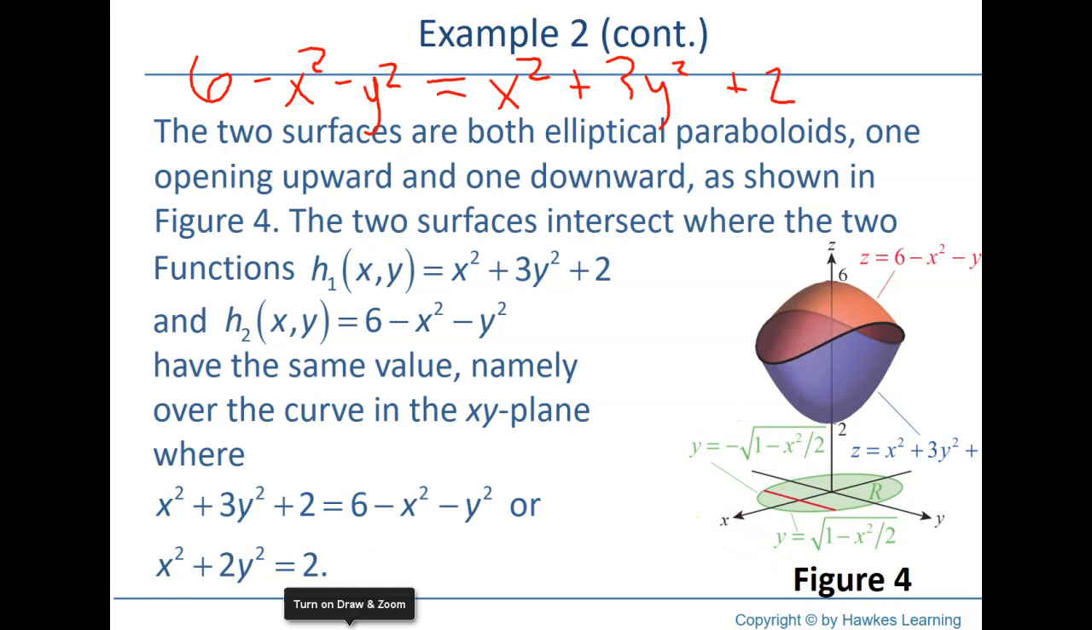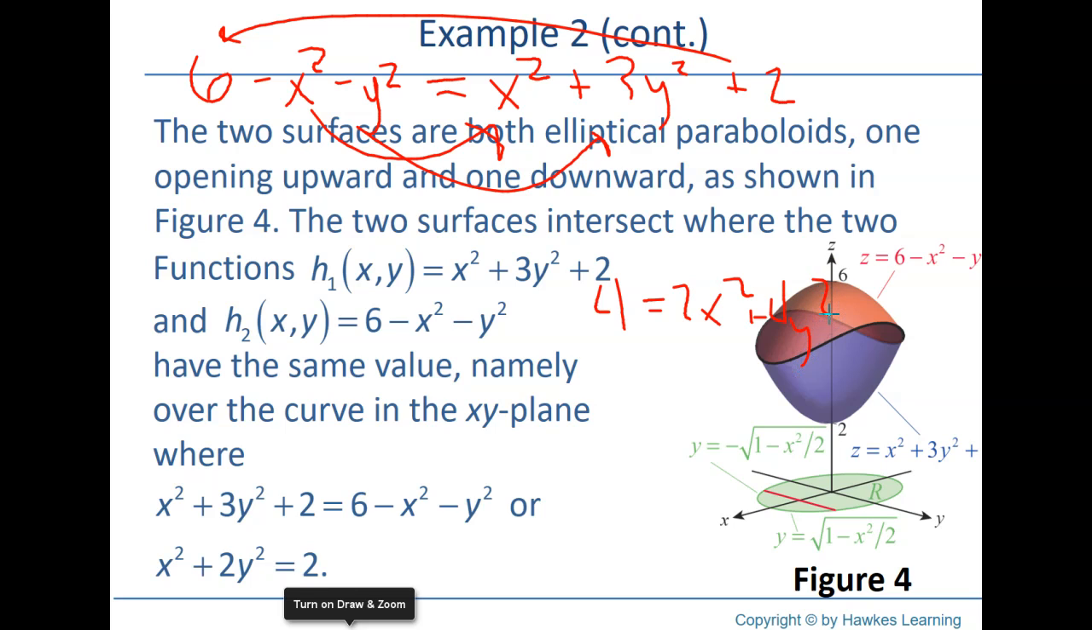So what I've done here is I've just set the upper function equal to the lower function, and then we'll get the equation of where these things intersect. Notice if I move this x squared to the other side, and move this y squared to the other side, and then move this 2 over to this side, I'm going to get a 4 equals, this x squared joins that x squared, makes a 2x squared. This y squared joins that 3y squared and makes a 4y squared.